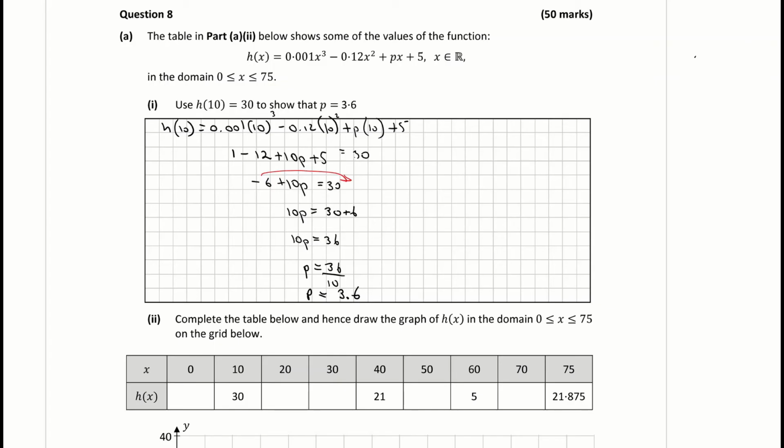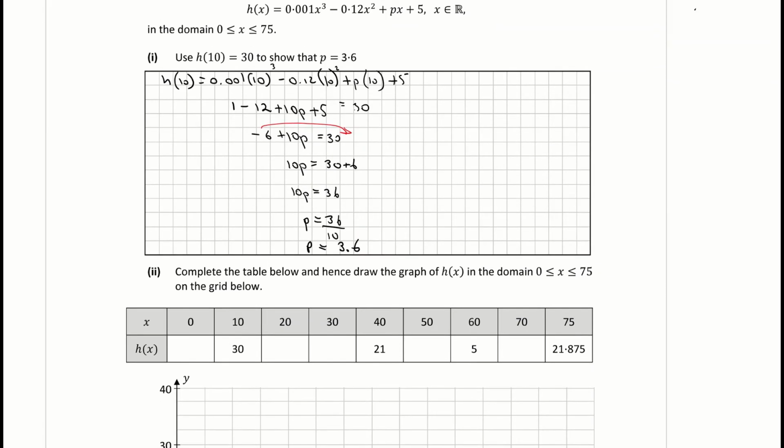Part 2: complete the table below and hence draw the graph of h of x in the domain 0 to 75 on the grid below. So what they basically want us to do there is sub in the x value on each one. They've done, let's say the second one there for us, subbed in 10 for x into my function, and they've got out a result of 30. So when I sub in 0, I get 5. When I subbed in 20, I got 37. When I subbed in 30, I got 32. 50, I got 10. 70, I got 12. So they're the couples, basically, my inputs and my outputs.